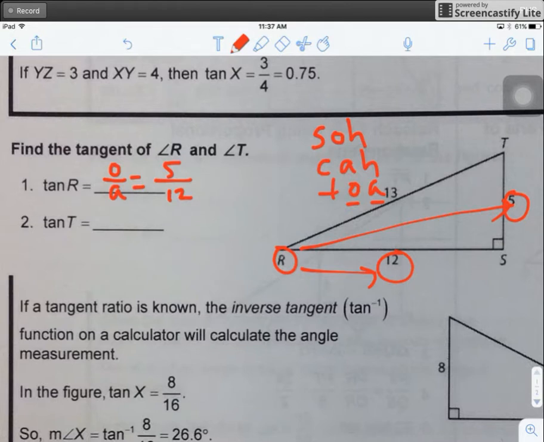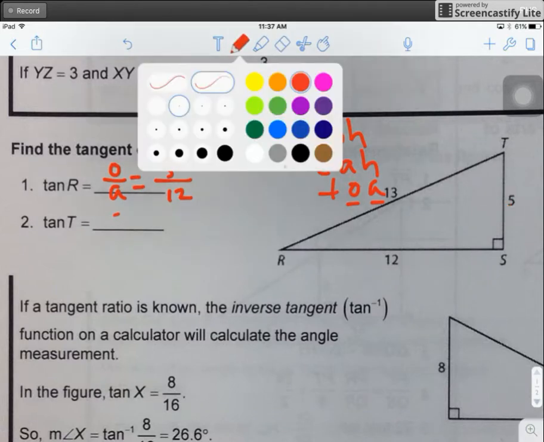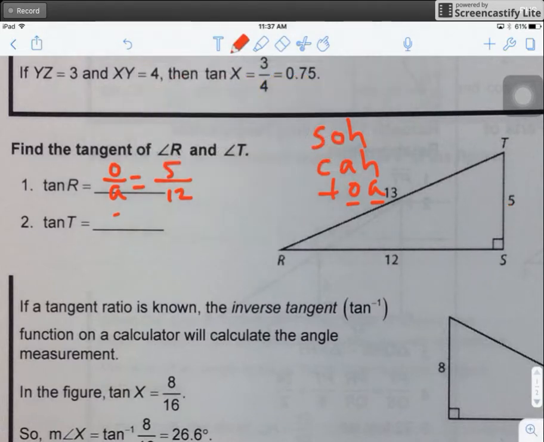Number 2, tangent of angle T. So likewise, just what we did to angle R, we can do the same thing to angle T, which means we have opposite over adjacent. And again, opposite of angle T is actually 12 over adjacent, which is 5. So we have the tangent of angle T is actually 12 over 5.